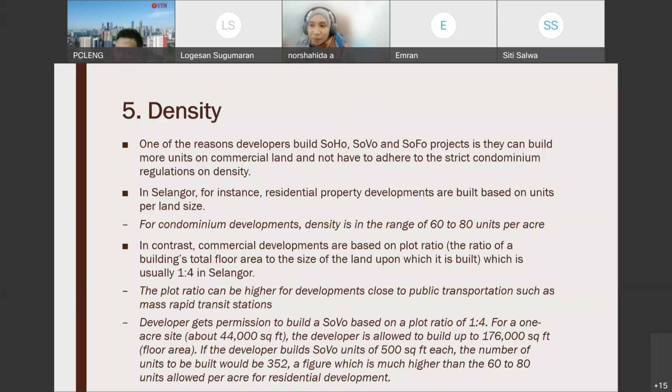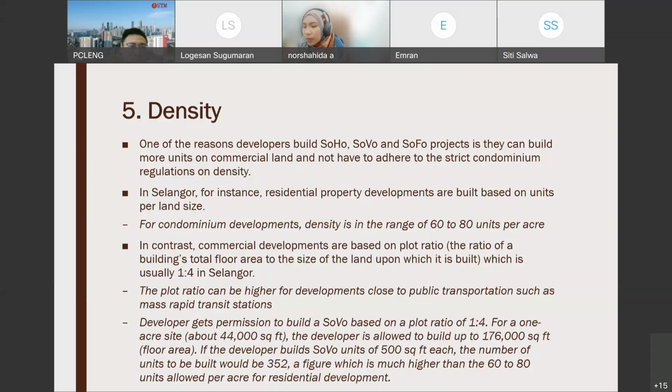Sebab tu developer suka. Sebab dia boleh jual lebih banyak unit. Lebih banyak income dia dapat. ROI yang lebih tinggi. Okay. So in Selangor for instance, residential property developments are built based on unit, okay? Dalam range 60 to 80 per acre.